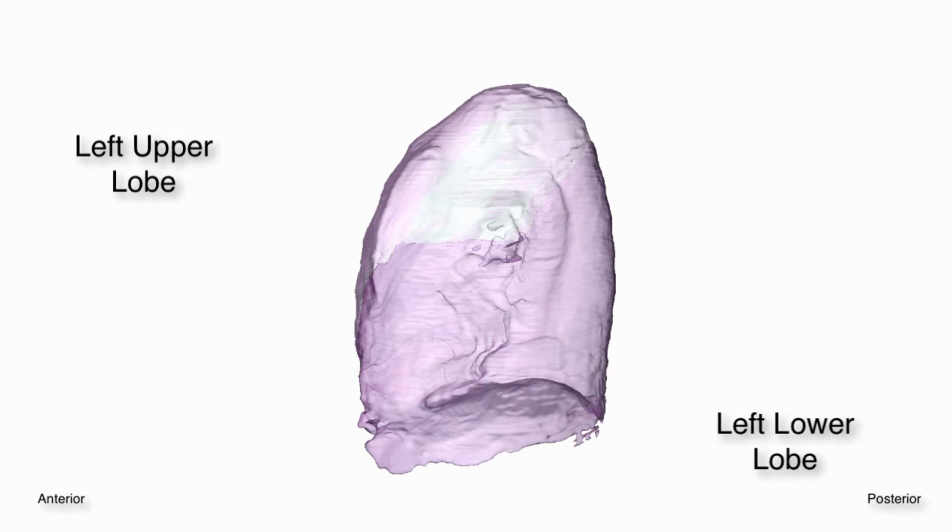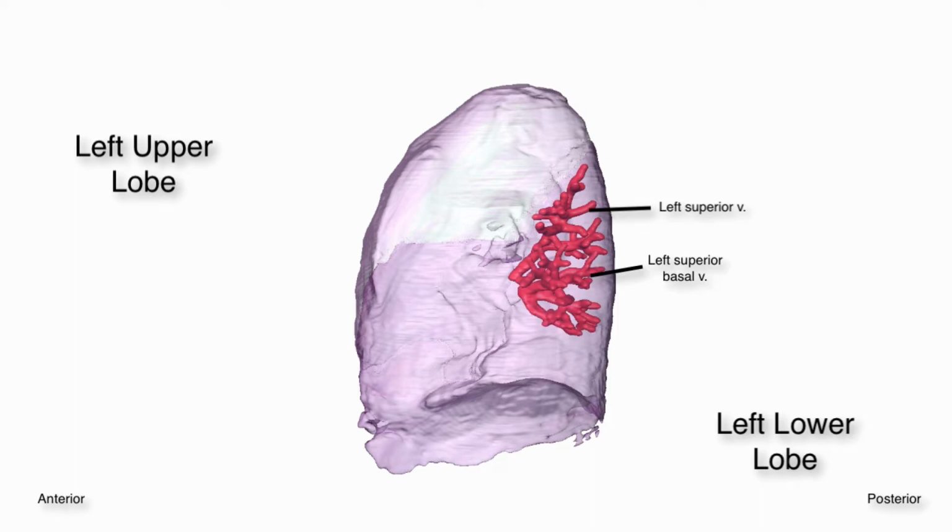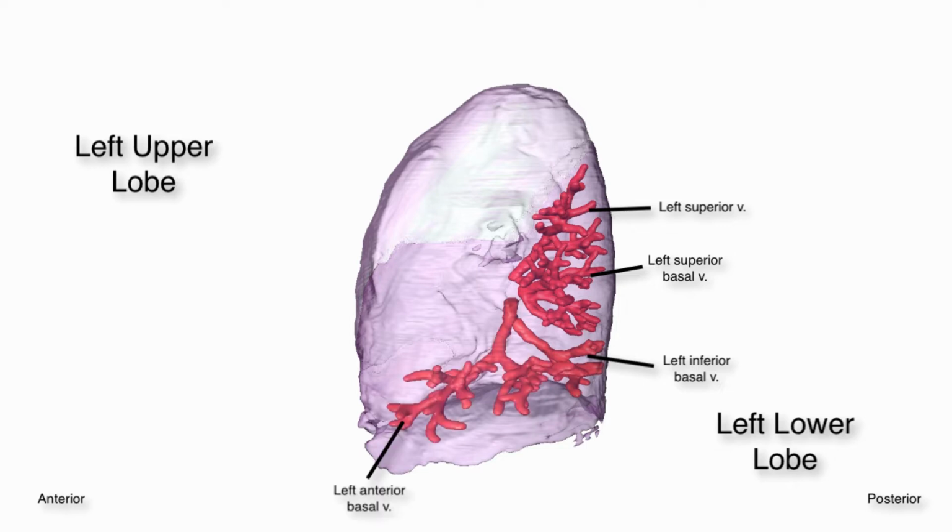The veins that drain these areas are the left superior vein, the left superior basal vein, the left inferior basal vein, and the left anterior basal vein. And here's what the left lingular vein looks like draining the upper lobe.